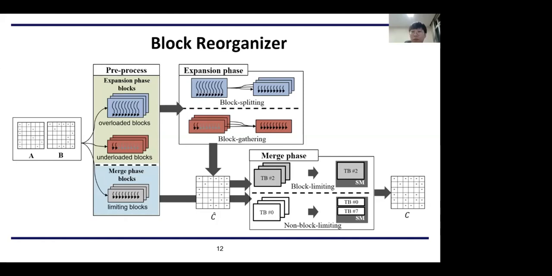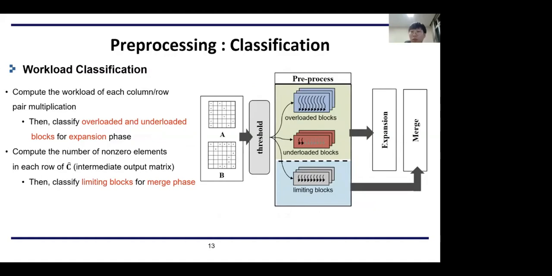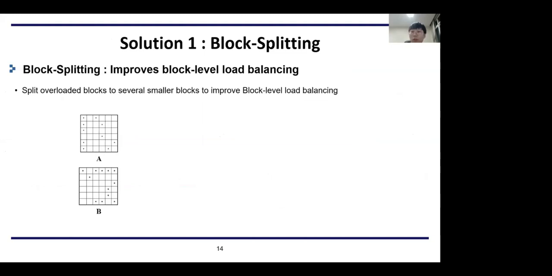Before applying the three proposed techniques, we first need to know which column and row pair will generate an overloaded or underloaded block. So we compute each block's workload and classify blocks based on predefined thresholds. We also compute the number of non-zero elements in each row of C hat to identify the blocks that cause high L2 cache contention.